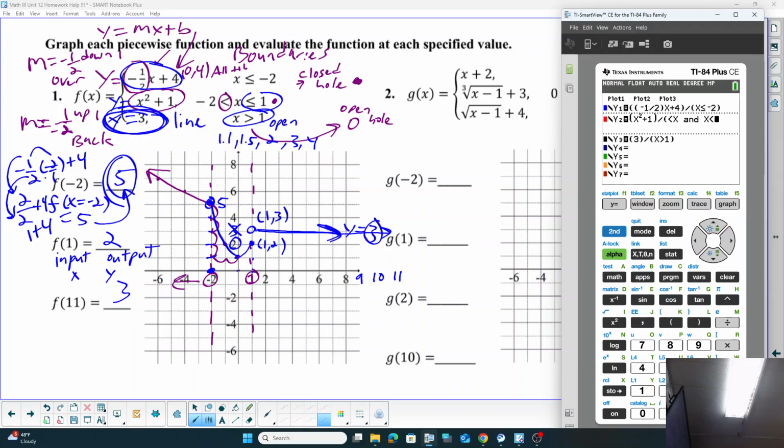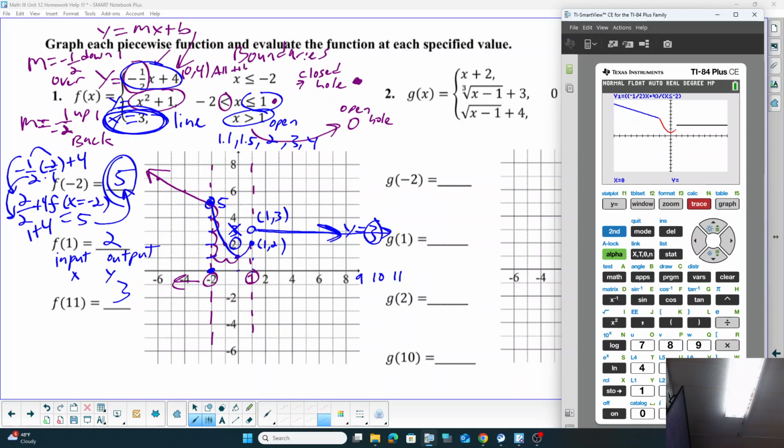So x has to be greater than -2, and x has to be less than or equal to 1. That's just equal, but maybe we need "and" in there, which, let's see if it works. Boom! Yeah, it works. Pretty much works.